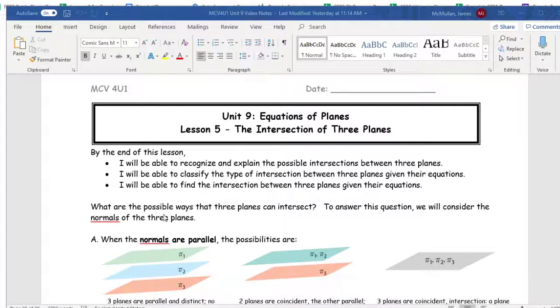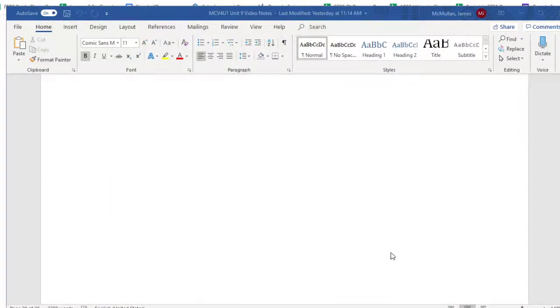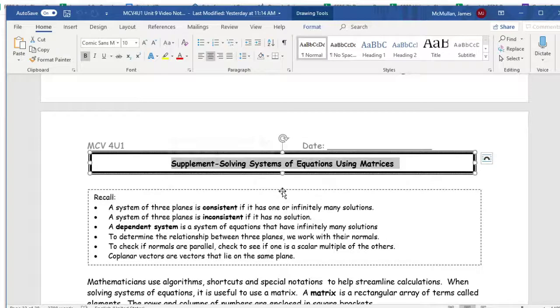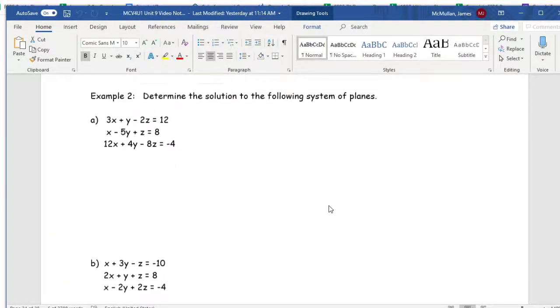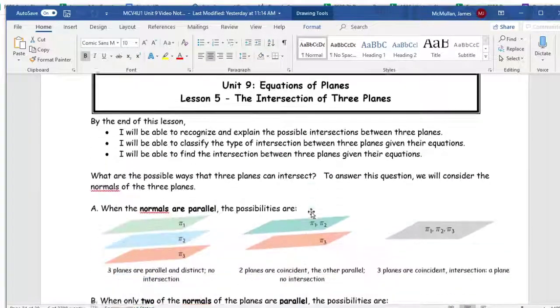Final lesson of the course is this one on the intersection of three planes, which is quite a complicated topic. Tomorrow, or it may not be tomorrow, but I think I will release this last one here, the supplement. It's not required, but it might be useful, and it certainly makes what we're doing today a little easier, I think, at least organizing your work.